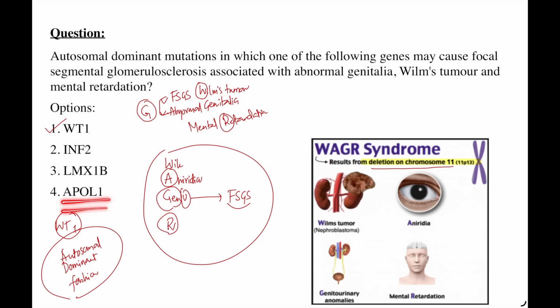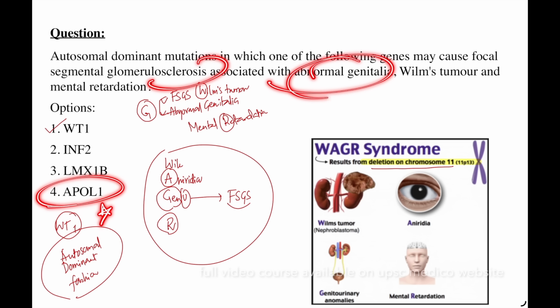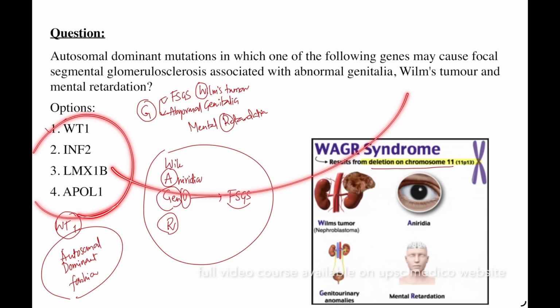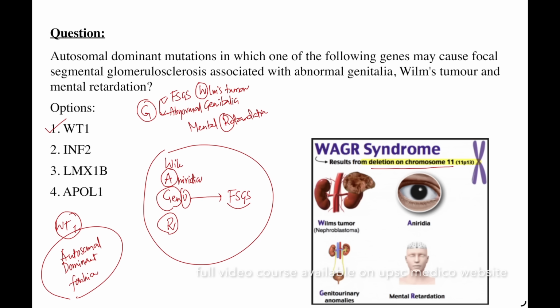What is this APOL1? Just to rule out other options, the APOL1 gene also leads to increased risk of chronic kidney disease. It is also inherited in an autosomal dominant manner, but that is in a polymorphic fashion. It does not have any specific symptoms or syndromes like abnormal genitalia, Wilms tumor. So this is also ruled out. But all these four genes are implicated in the autosomal dominant inheritance of hereditary nephrotic syndrome, and the presentation is focal segmental glomerulosclerosis. Right?